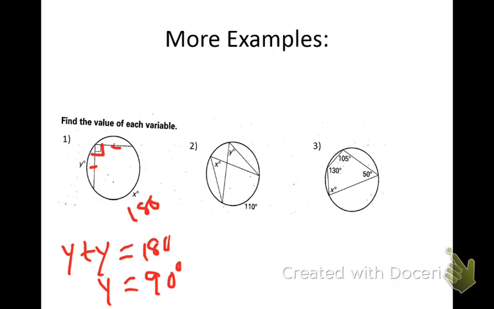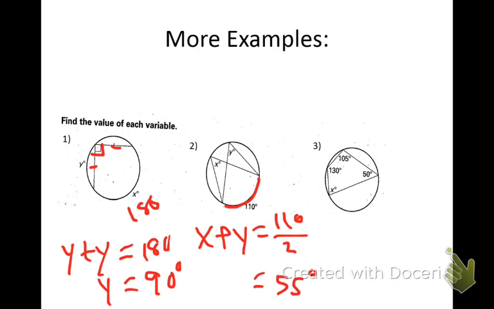Number 2. X and Y both inscribe the same arc, right? That arc is 110. They're both half of 110. X and Y equal 110 divided by 2, so they both equal 55.